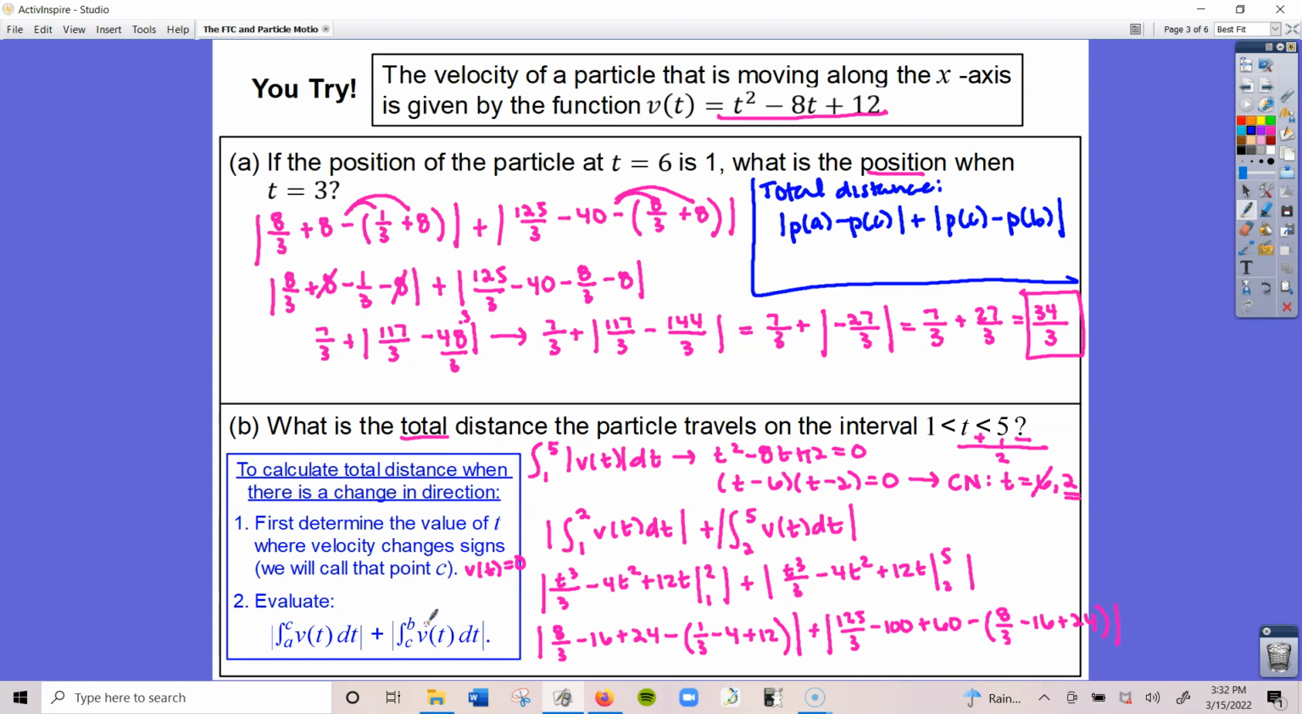If you apply the fundamental theorem, this would be P of C minus P of A plus P of B minus P of C. It's the same thing, just a different order, but it doesn't matter because of the absolute value bars. With all your numbers would end up positive anyway. So just keep that in mind as well.